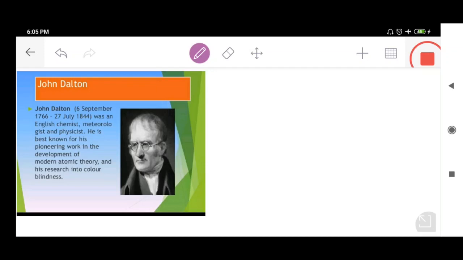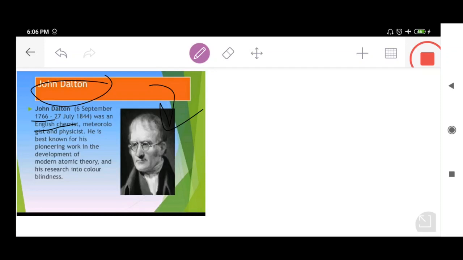John Dalton. It's a beautiful picture of John Dalton. This John Dalton was born on 16 September 1766, and he died on 27th of July 1844. He was actually an English chemist, meteorologist and physicist. He is best known for his work in the development of modern atomic theory and his research as far as color blindness is concerned.